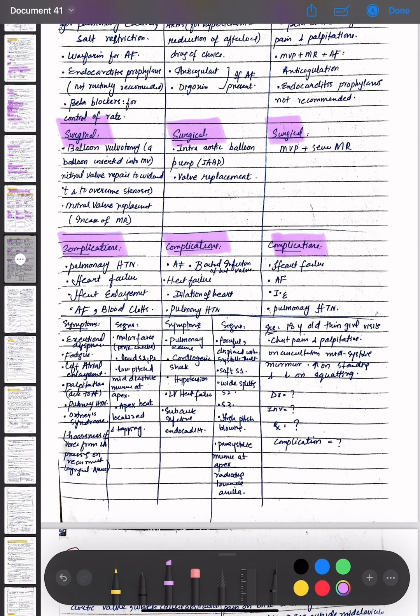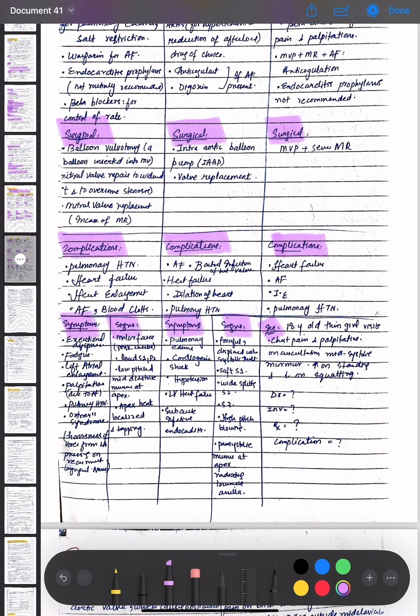Now we have a scenario: an 18-year-old thin girl presents with chest pain and palpitations. On auscultation, there is a mid systolic murmur that increases on standing and decreases on squatting. These are the symptoms and signs for mitral valve prolapse. These are for mitral regurgitation.